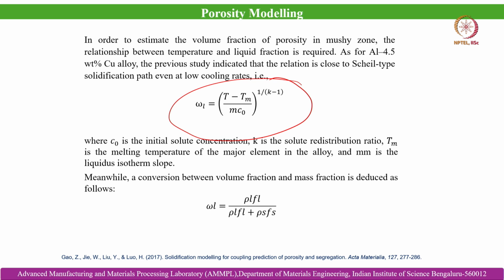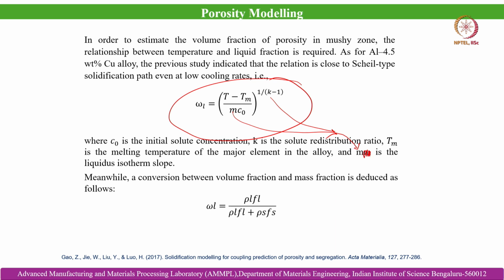So, we can determine the liquid fraction omega L is equal to T minus Tm. T is the given temperature at which the liquid melt is present, and Tm is the equilibrium melting temperature of the melt, divided by MC0. C is the concentration, that is the initial solute concentration, K is the solute redistribution ratio, Tm is the melting temperature of the major element in the alloy, and m is the liquidus isothermal slope. So, this small m is the liquidus isothermal slope.